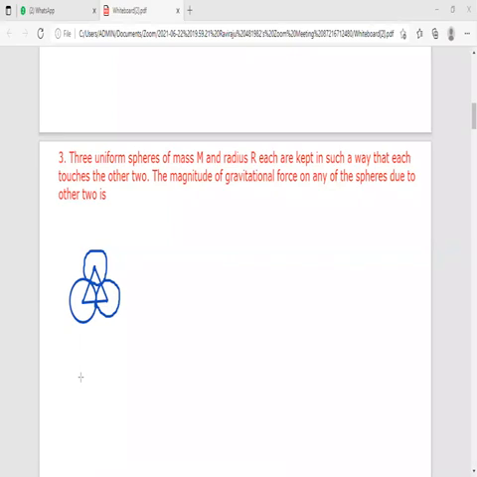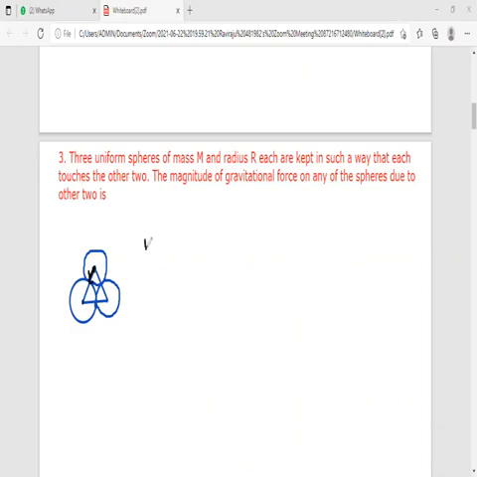Now the question is the magnitude of gravitational force on any of the spheres due to the other two. So you have to calculate the gravitational force acting on one sphere due to the other two. For example, if I want to calculate the gravitational force acting on this particular sphere, due to this one, let me consider. Of course, the gravitational force is always an attractive force only, no? So that attractive force will be like this.